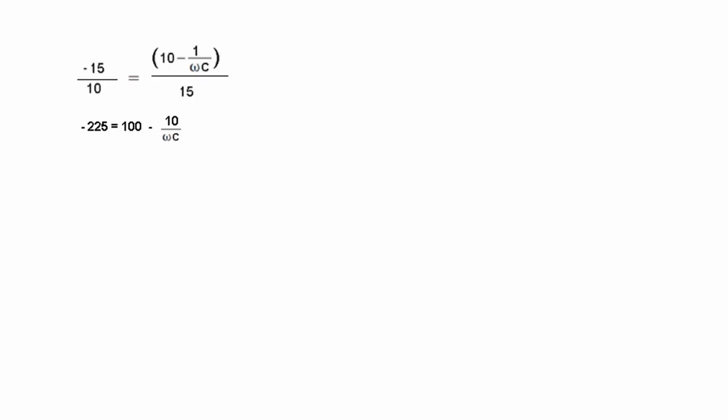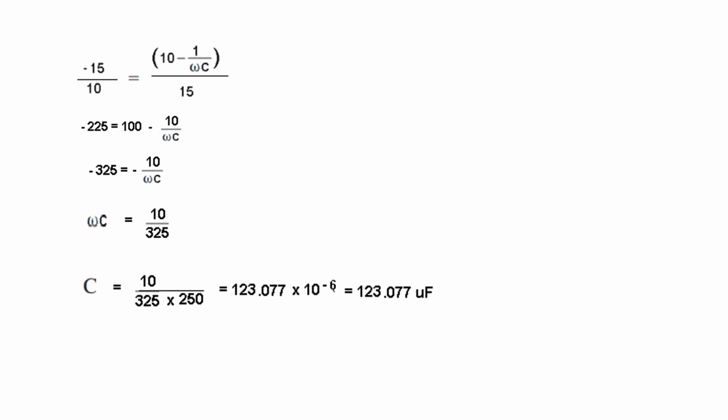So from here, if you just cross multiply, we get this value. Further simplification in this term. And now from here we can calculate C. First of all, omega C will be 10 divided by 325, and C will be 10 divided by 325 divided by omega, and we know the value of omega is 250. So solving this, we get C to be 123.077 microfarad.